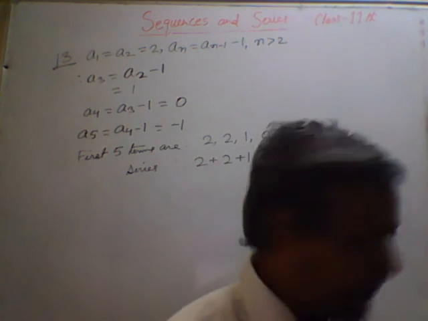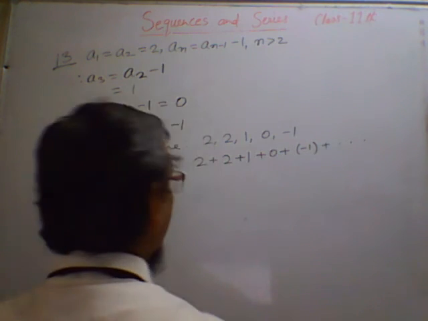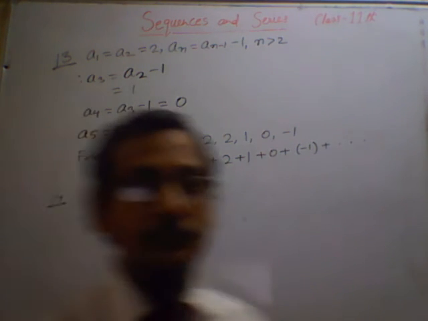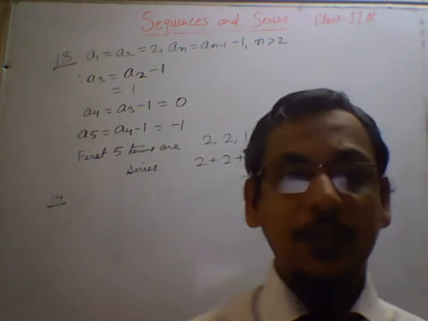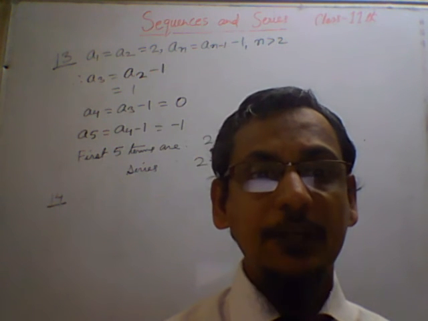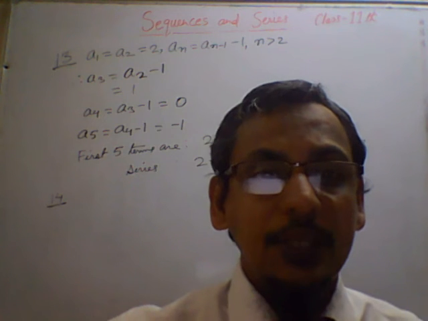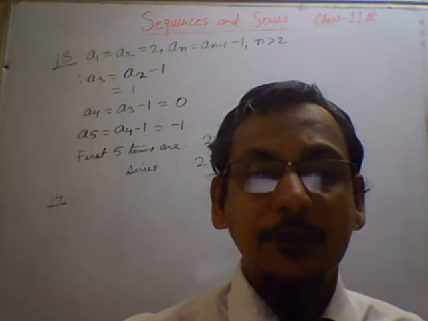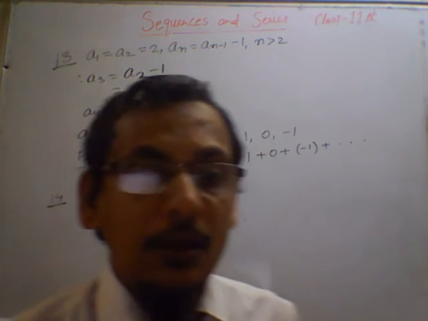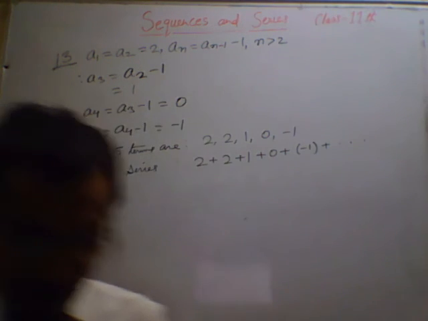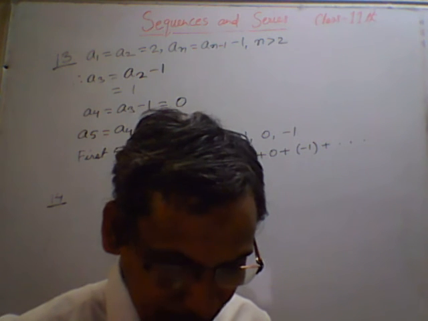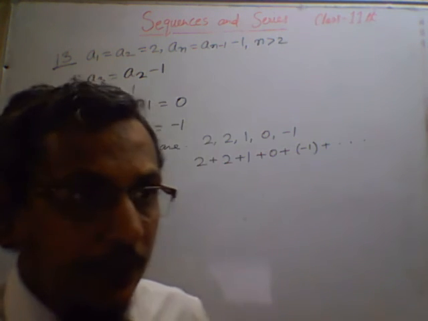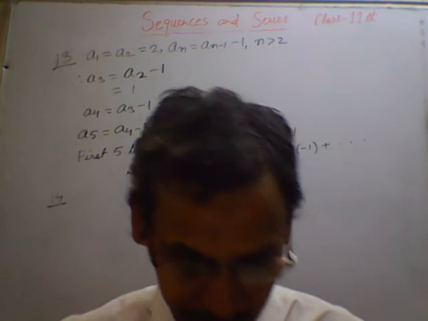Now the last question. Question number 40, I will write here. The Fibonacci sequence is defined by A1 is equal to A2 equals 1, and An is equal to An minus 1 plus An minus 2. Look, what is this Fibonacci sequence? In a Fibonacci sequence, the third term will be the sum of the first and second term.